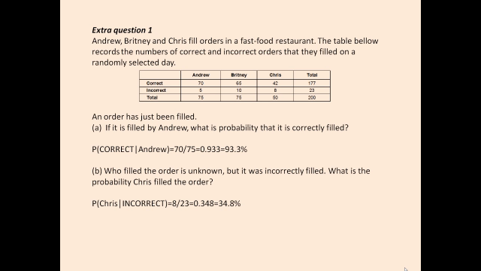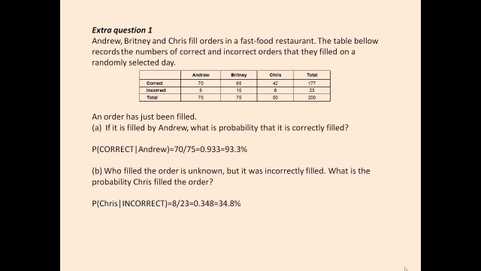Now, when it's conditional, remember that in terms of the contingency table, we don't need to look at the whole set of data anymore. We just focus on the subset that relates to the condition. Here our condition is Andrew, so we only look at the Andrew column. Overall, Andrew filled 75 orders, and 70 of them were correct. So given we know it's Andrew, the probability of a correct order is 70 out of 75. Put that into your calculator, turn it into a decimal, and you can also turn it into a percentage. So we end up with 93.3%.